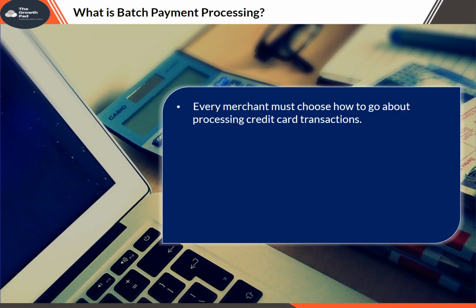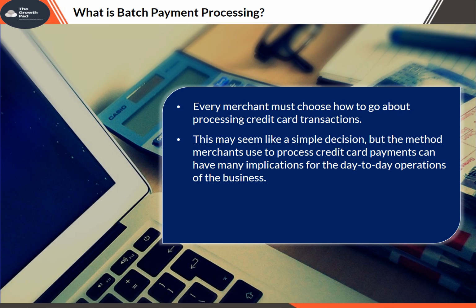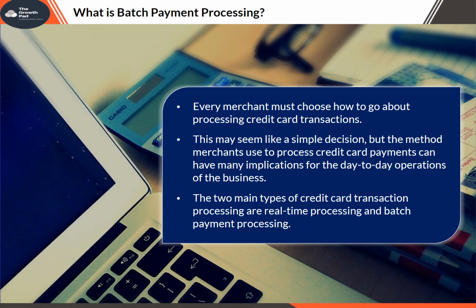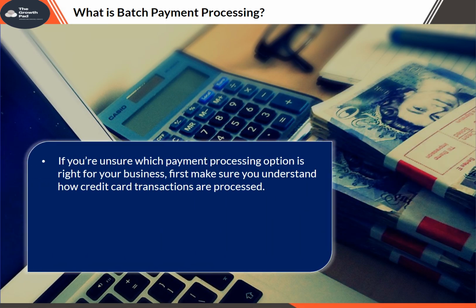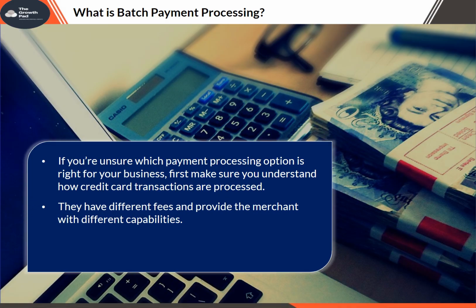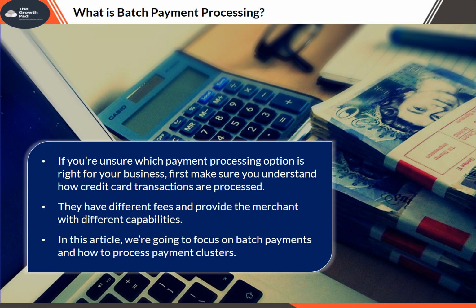Every merchant must choose how to go about processing credit card transactions. This may seem like a simple decision, but the method merchants use to process credit card payments can have many implications for the day-to-day operations of the business. The two main types of credit card transaction processing are real-time processing and batch payment processing. If you're unsure which payment processing option is right for your business, first make sure you understand how credit card transactions are processed. They have different fees and provide the merchant with different capabilities. In this article, we're going to focus on batch payments and how to process payment clusters.